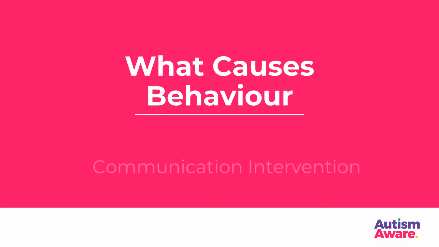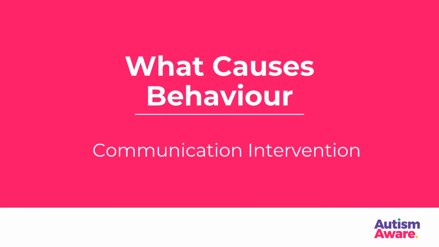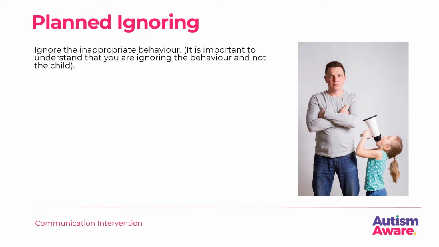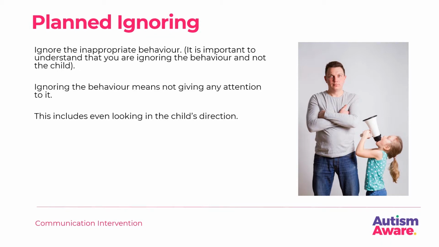What causes behaviour? Communication intervention. Planned ignoring. Once you've established that there is not a medical reason for the behaviour, the first step is to ignore the inappropriate behaviour. It is important to understand that you are ignoring the behaviour and not the child. Ignoring the behaviour means not giving any attention to it. This includes even looking in the child's direction.